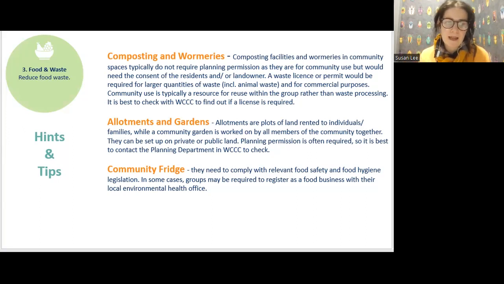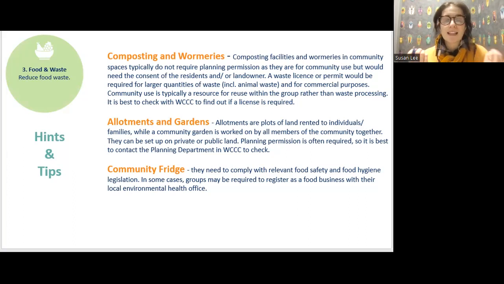Now, allotments and gardens and community gardens, they're slightly different concepts, but they have a lot of similarities. They can be on public or private land, but they often do require planning permission. So if you're planning on setting a new one up, or you might be a community centre with green space, please check in with the planning department of Waterford City and County Council, because there's a good chance you will need planning permission.